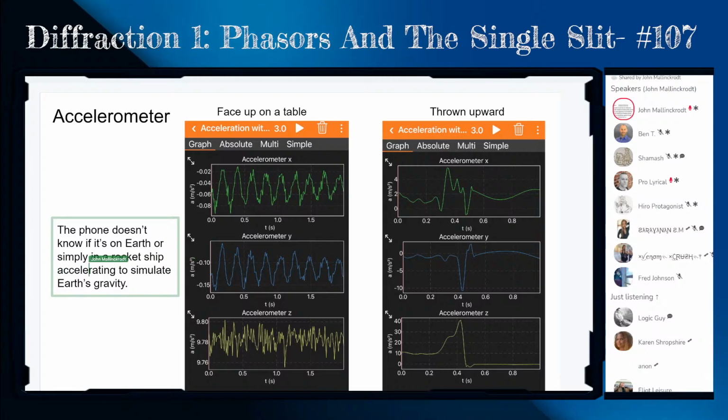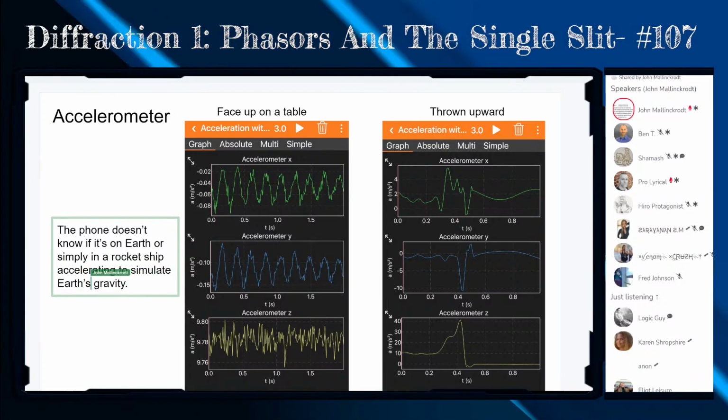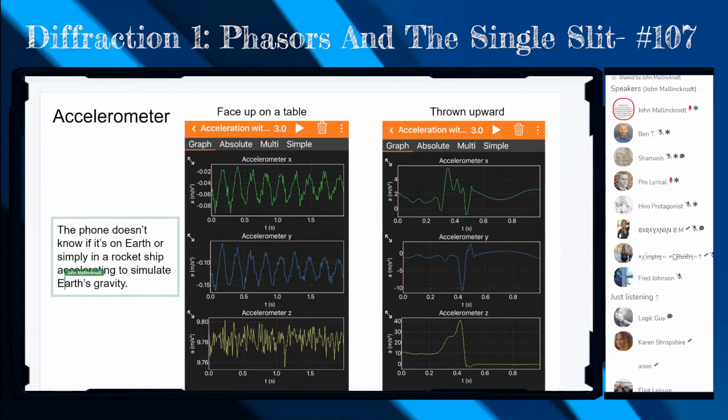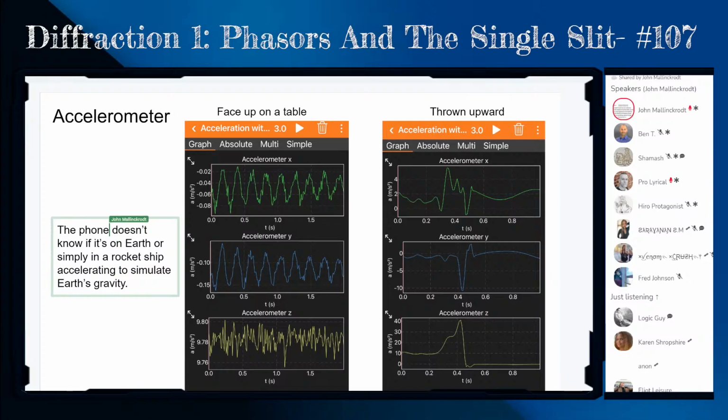In this case, the phone, when you set it on a horizontal surface, is absolutely accelerating upward at 9.8 meters per second squared. And that raises all sorts of questions, which I'd love to get into.